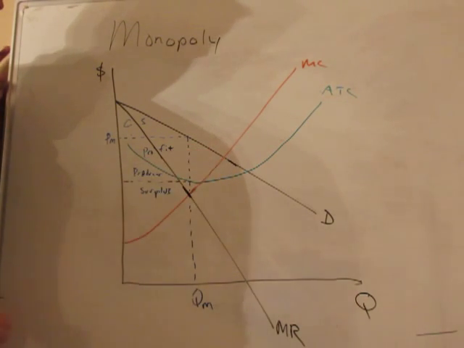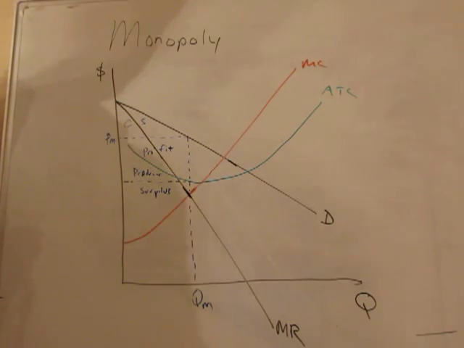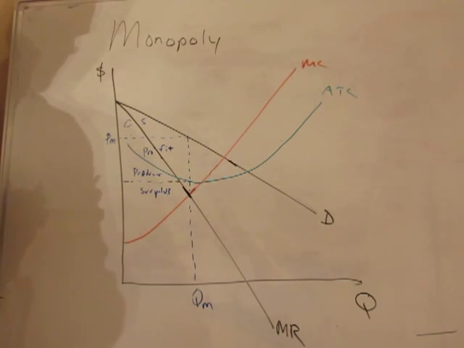We have the deadweight loss triangle, and then up top we have the smaller consumer surplus triangle because consumers are paying more than they otherwise would have.